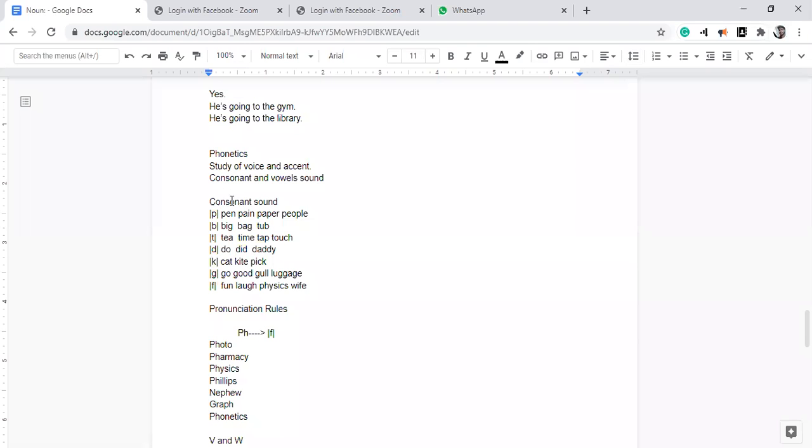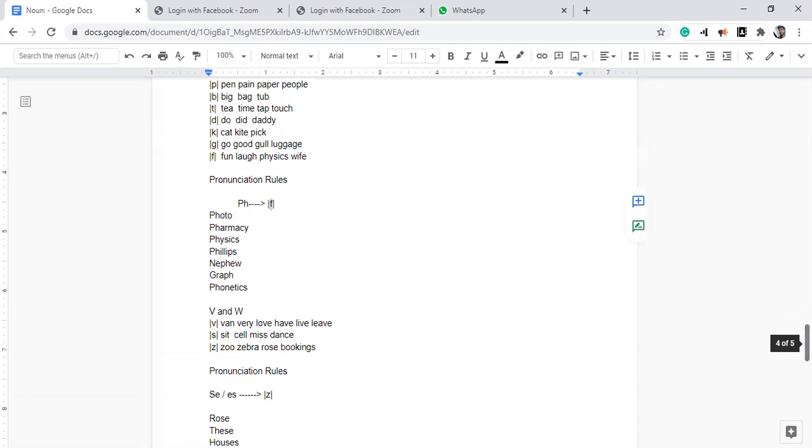So basically, we've seen phonetics. In the last lecture, we have seen phonetics, the study of voice and accent. In that, we have seen consonant sounds. After that, we've seen the pronunciation rule: whenever PH comes together, the sound will be F. For example, pharmacy, Phillips, physics, nephew, phonetics, graph, like that.